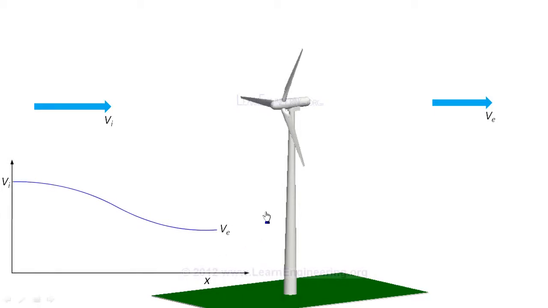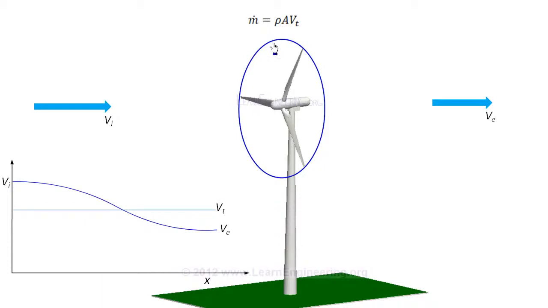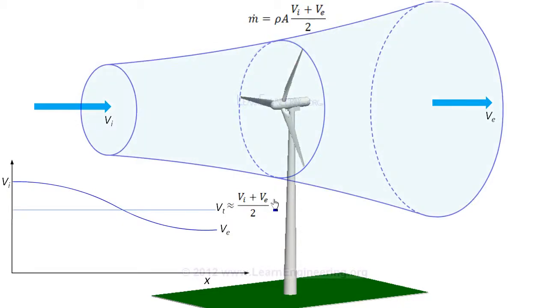The mass flow rate passing through the blade swept area is given as wind velocity at the blade times density times area. The wind velocity through the blade can be approximated as the average of the inlet and exit velocities. Since the velocity at inlet is higher than at outlet, the same mass will flow through a smaller area at inlet and a bigger area at outlet. So the fluid passing through the swept area will follow a flow volume like this.